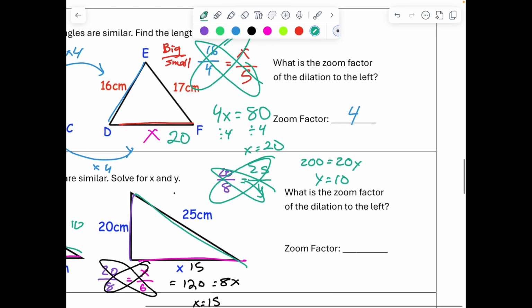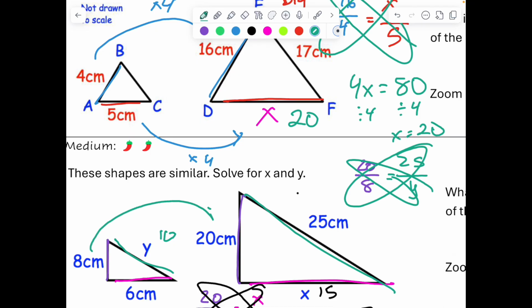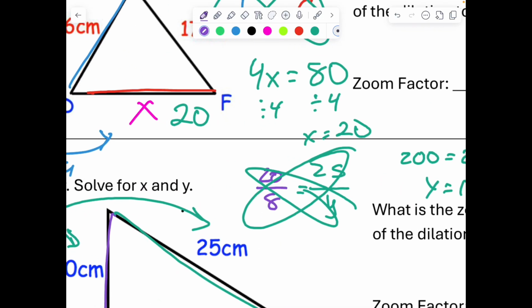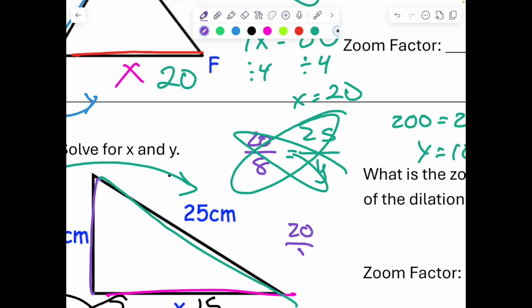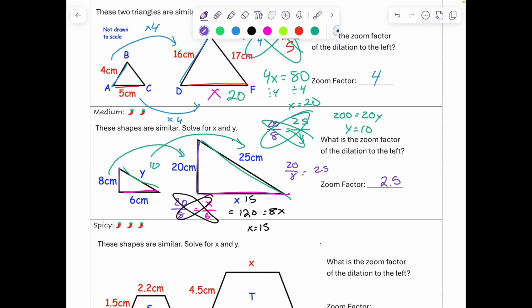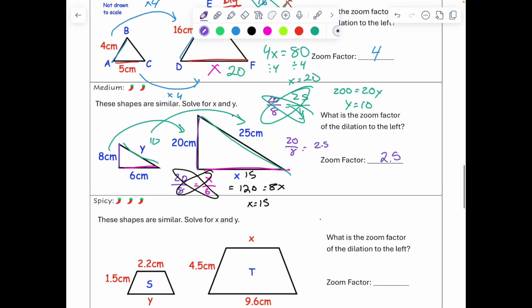Okay, the zoom factor of the dilation, how did we get from 8 to 20? How did we get from 10 to 25? Well, what we can do is just take one of our ratios, like 20 divided by 8, and that is 2.5. So this has a zoom factor of 2.5. Each side was multiplied by 2.5 to get to the bigger triangle.